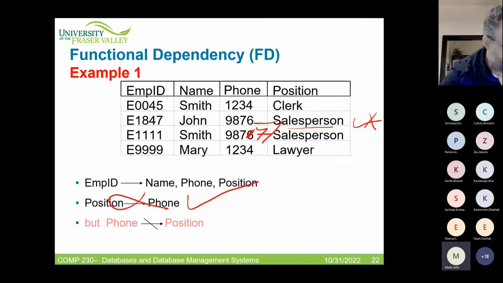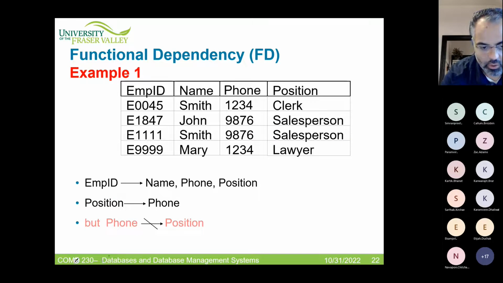So function dependencies say that each value in X should be related to at most one value in Y. And if this value is being repeated, it should always be related to the same value. So if we have 9876 once for salesperson, and then we have 9877 for salesperson, in this case, we don't have any more function dependencies.